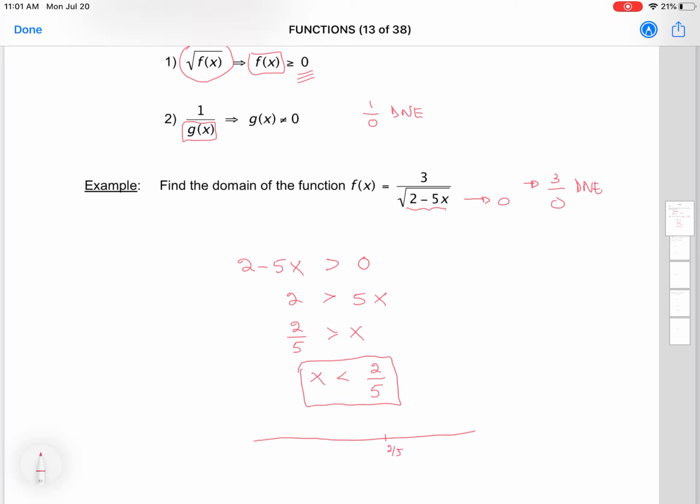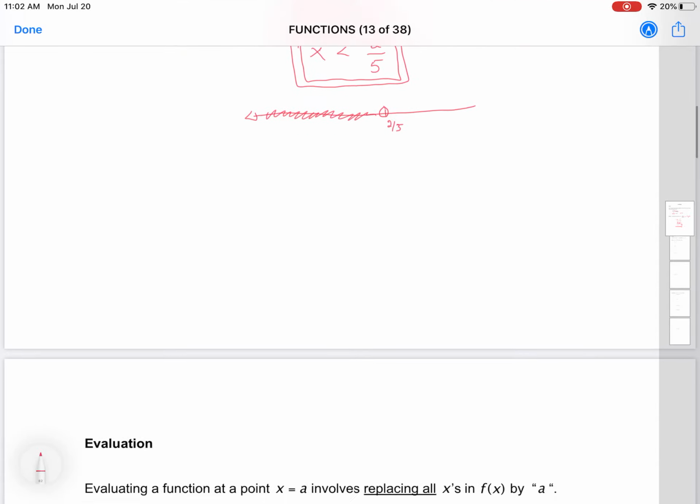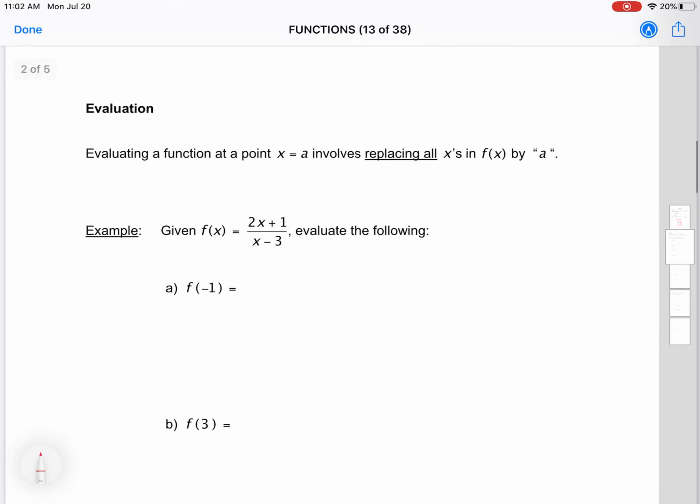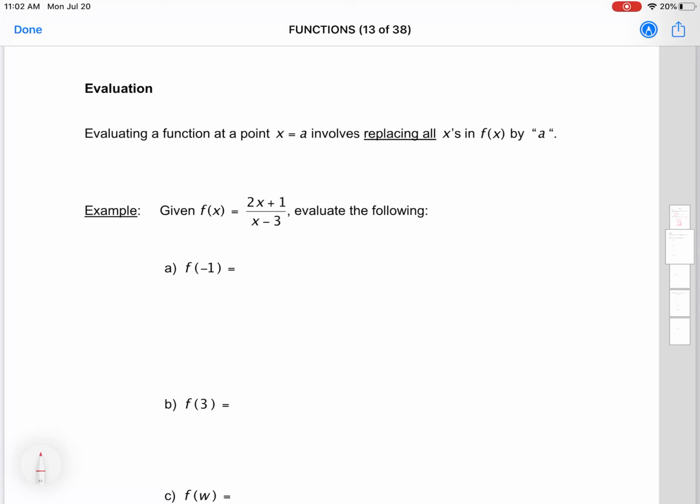Other people would like to say, let's have a real line, let's have 2/5 here, let's have an open dot because 2/5 is not included, and then let us shade that real line on the left because, well, we want to be less than 2/5. That's another way to express the domain of the function, but this is a more efficient way of stating what we want to know about the domain of the function.